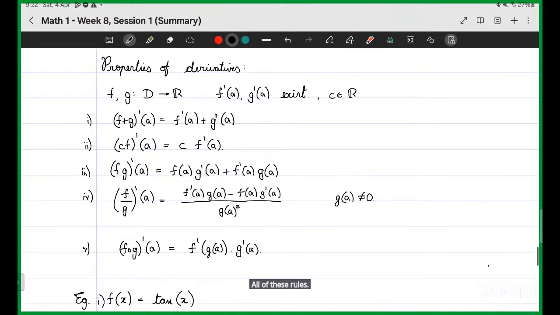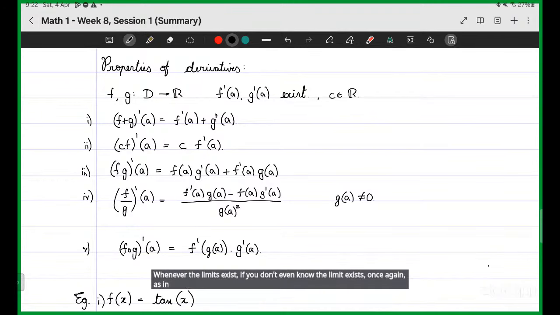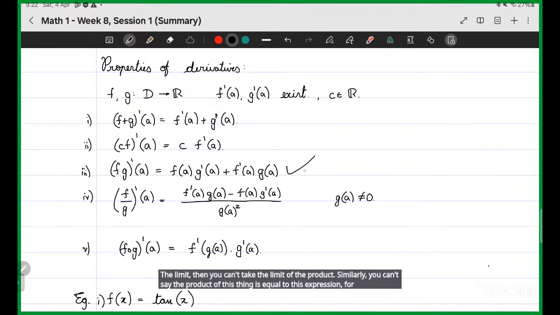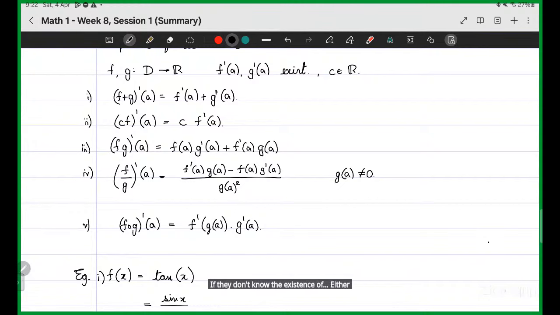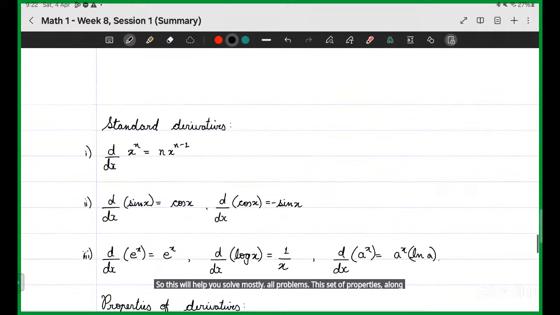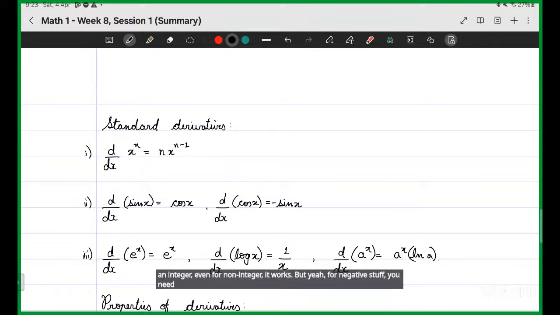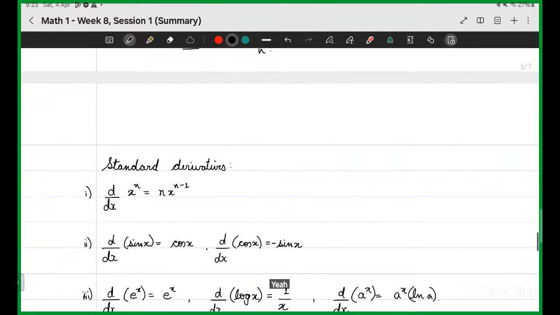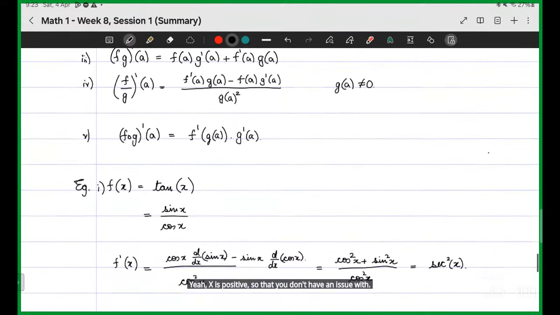All of these rules, of course, you can apply whenever the limits exist. If you don't know that the limit exists, once again, as in the case of limits, where we said that if we don't know the components have a limit, then you can't take the limit of the product. Similarly, you can't say the product of this thing is equal to this expression if we don't know the existence of either of the limits. So this will help you solve mostly all problems. This set of properties along with the standard ones. Here you don't even need n to be an integer. Even for non-integer it works. But for negative stuff you need to make sure that x is positive, so that you don't have an issue with square roots of negative numbers and so on.